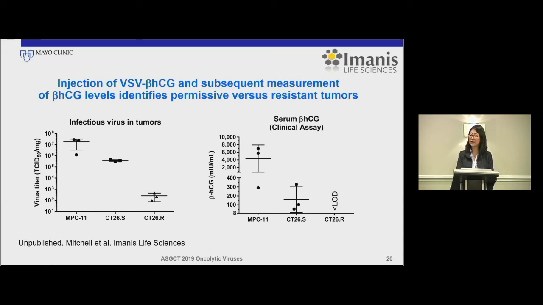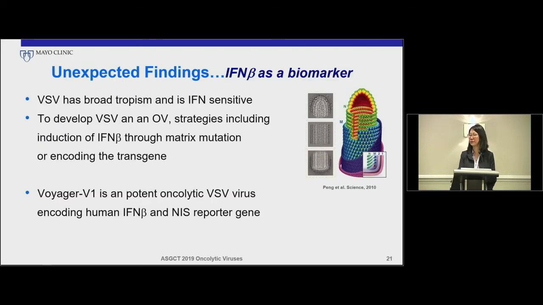And you can see it correlates quite well with the beta-HCG, high levels of beta-HCG in the MPC model, and then the CT26 highly variable, which is very interesting because I think it may indicate that there may be some threshold that it needs to get over, and then the CT26 resistant, we could not detect any beta-HCG. So that is the beta-HCG as a biomarker. Requires you to make a new construct, but when you next develop an oncolytic, it might be something to consider to put it in.